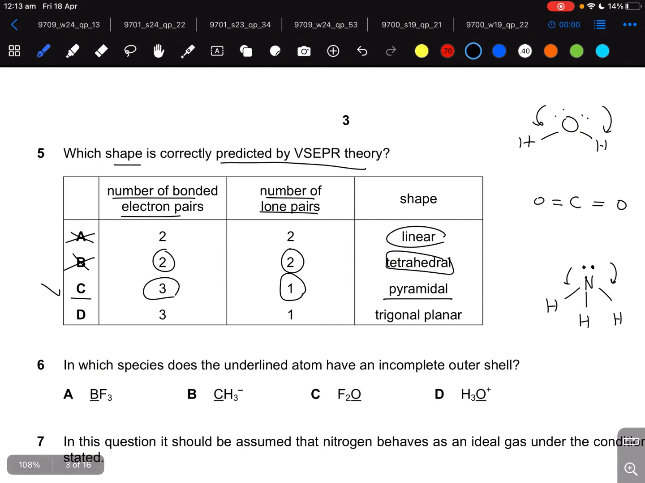Let's look at D. Number of bonded pairs 3, lone pairs 1. Trigonal planar, no. Trigonal planar has 3 bonded pairs, right, but 0 lone pairs. So C is the answer.